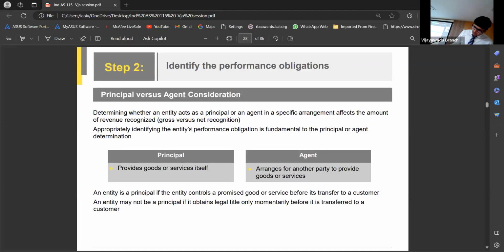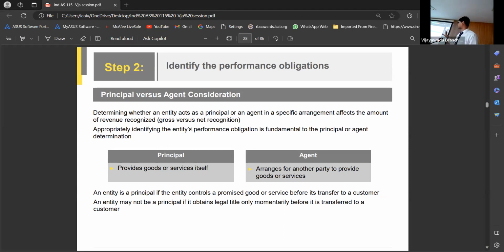Okay. So the first concept, identification of performance obligation, we discussed. Any questions you have on this topic? So then we will talk about principal versus agent. Then we will move to transaction price adjustment examples after this.